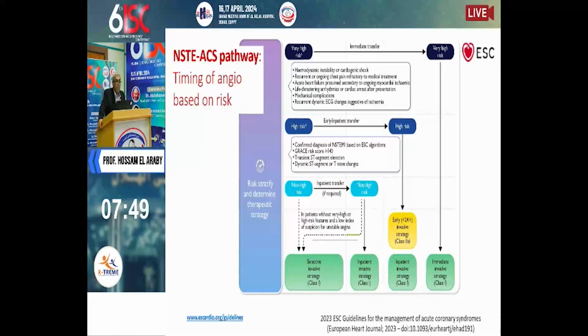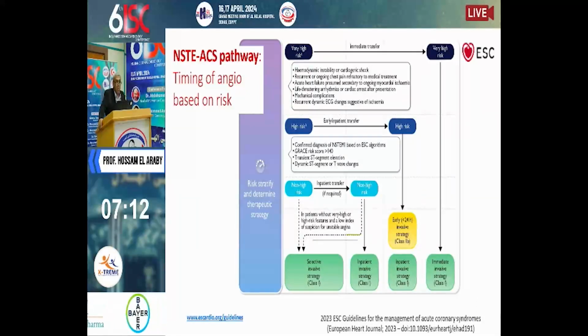The timing of intervention in non-ST elevation MI is classified. The very high risk category includes hemodynamic instability or cardiogenic shock, recurrent or ongoing chest pain refractory to medical treatment, acute heart failure, life-threatening arrhythmias, mechanical complications, and recurrent dynamic ECG changes suggestive of ischemia. It is very high risk with an immediate invasive strategy, class 1, or it can be less than 48 hours, an early invasive strategy, class 2A. It is better to be done immediately, but it can be done within 24 hours.